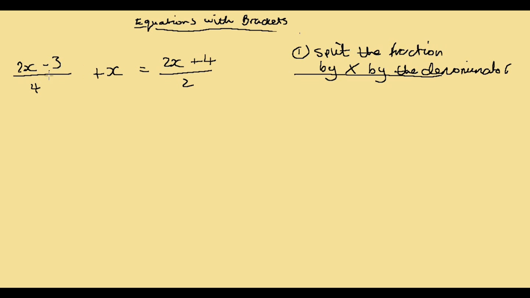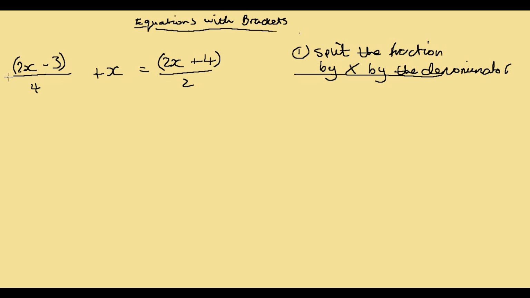Here we go, we've got 2x take away 3 over 4. That's one expression. Here's another expression, it's just an x. We're adding x to that whole fraction. And then we're making that equal to a whole different algebraic expression involving fractions. And here we go, here's some brackets. You can put your own brackets if you wish to.